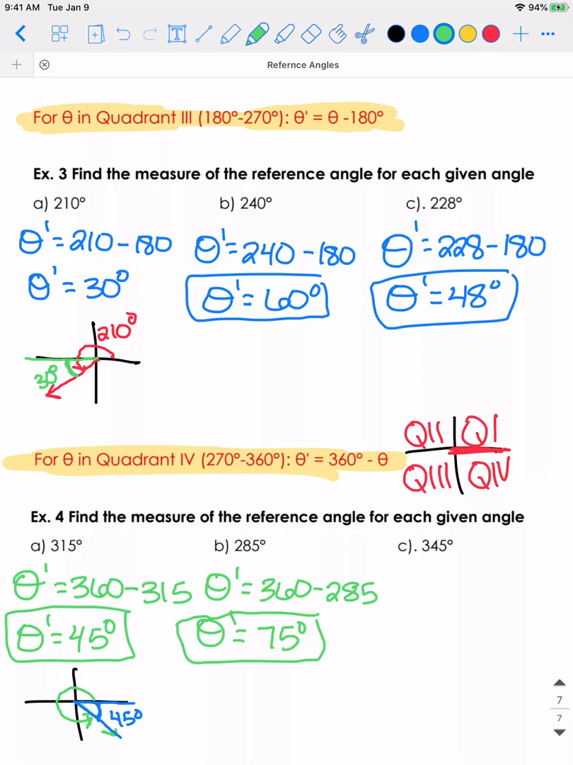Okay, so when you did this, you should have taken 360 minus 345. And when we subtract those, you should have gotten 15 degrees for the reference angle.